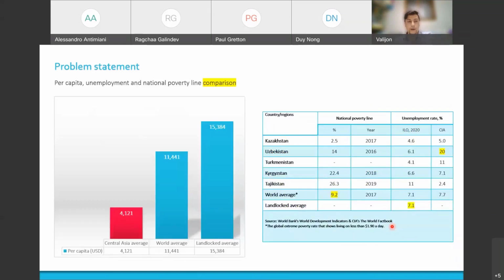Then there is some literature review which I can just skip. So the problem statement is that hard infrastructure and soft infrastructure resulted in high trade costs. You see here the average GDP per capita in the landlocked average countries, and this is the average per capita in Central Asian countries, which is much less than the average of the world and the average of landlocked countries. The situation is also the same in terms of the national poverty line and the unemployment rate. The Central Asian countries cannot excuse their landlockedness, because it's not the only reason for higher trade costs; there are other reasons, and soft infrastructure should also be considered.